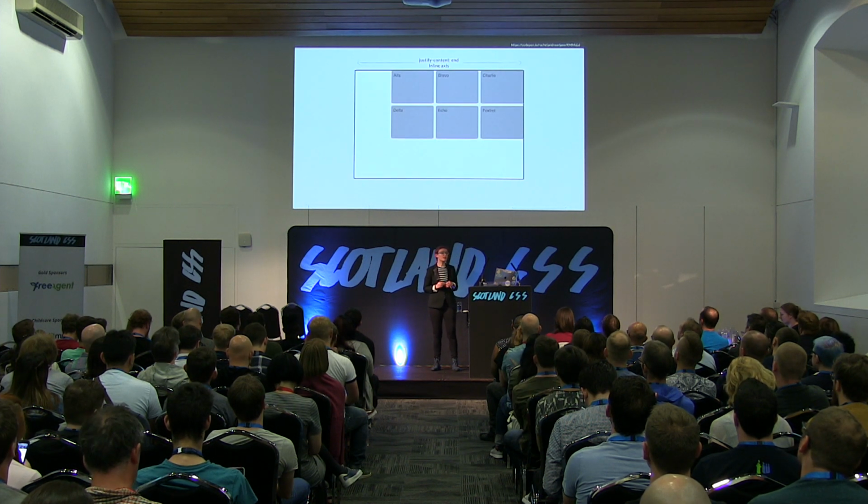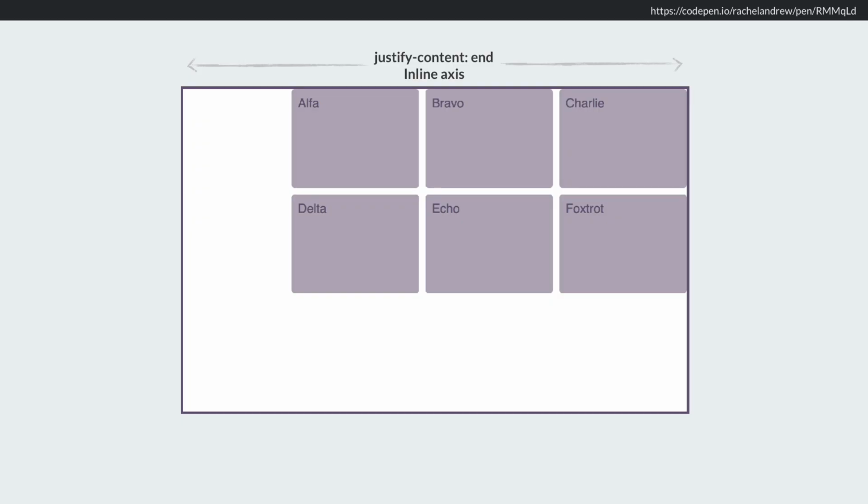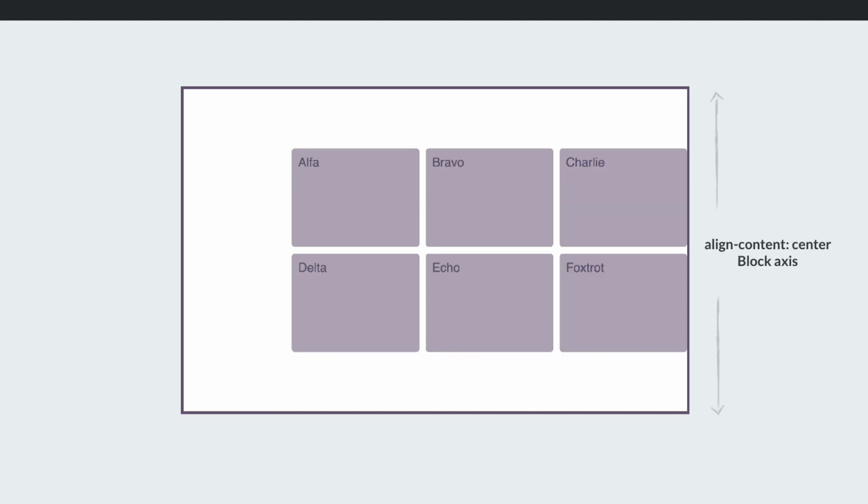So if I want all my tracks to move to the end of the grid in the inline direction, so that's along the rows, I can use justify content end. I'm justifying to the end line of the grid. So what that means is the free space is placed before the tracks. If I want them in the center, in the block direction, align content center. So our free space in the block direction, that's all placed above and below the tracks.